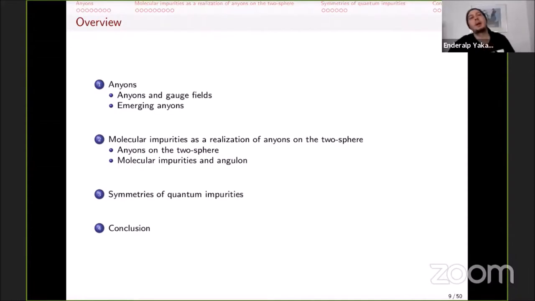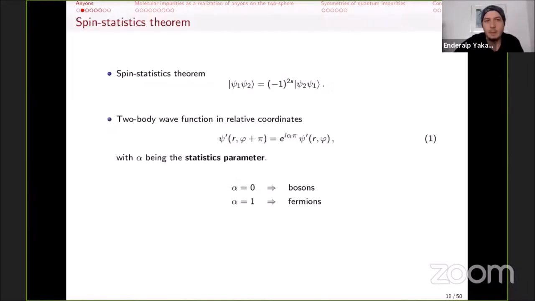Then I will pass to my main part, which is about molecular impurities. Then later, I will slightly switch the focus of my talk. I will talk about symmetries, but at the end, I will show that this is also related to anyons, and I will conclude my talk at the end. So let's start with anyons.